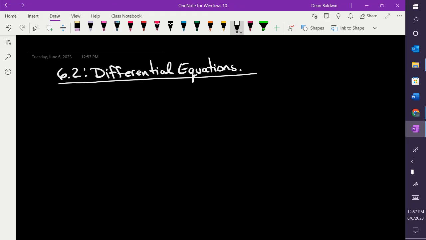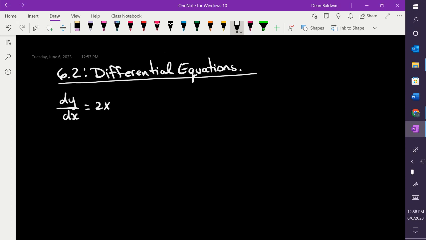Differential equations. We've done a little bit of this earlier on. This is a differential equation. So if I say dy dx is equal to 2x, basically it's giving you the derivative. It wants the original back, right?